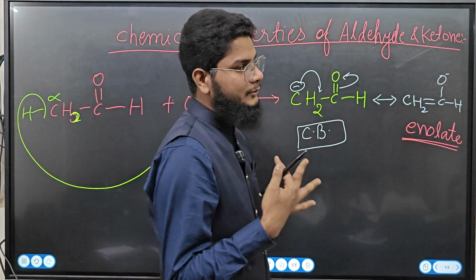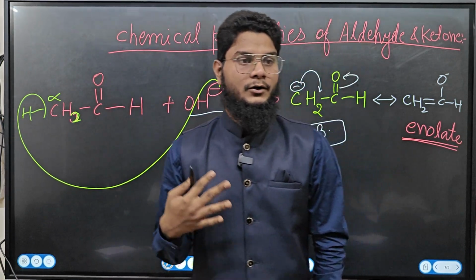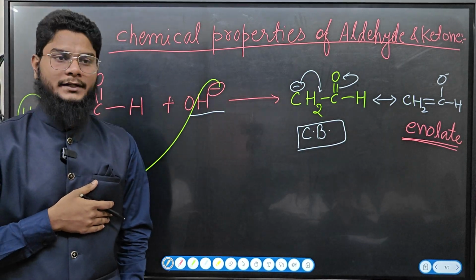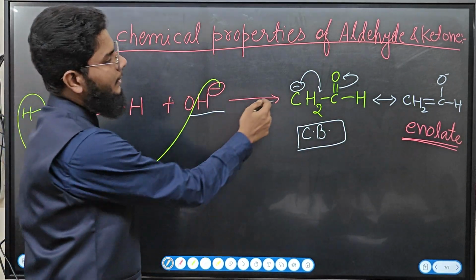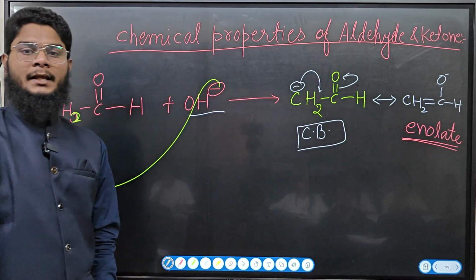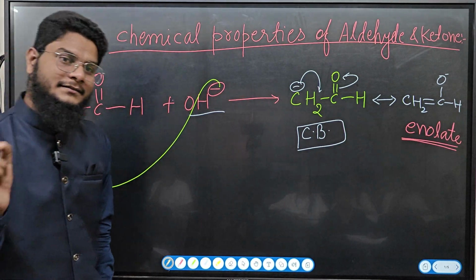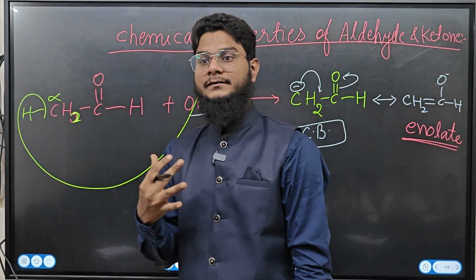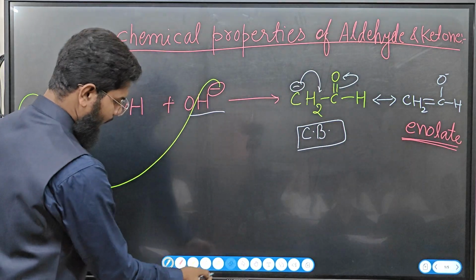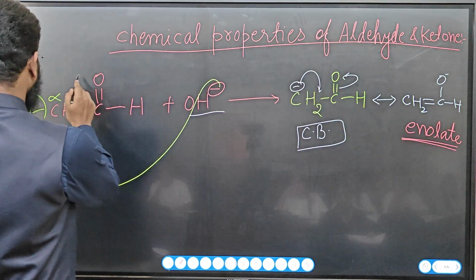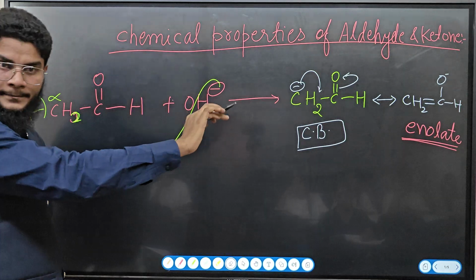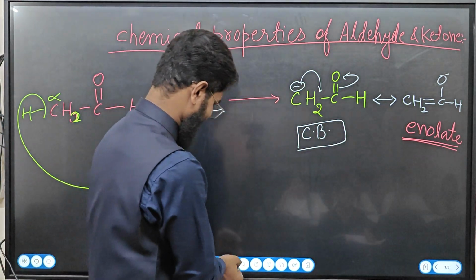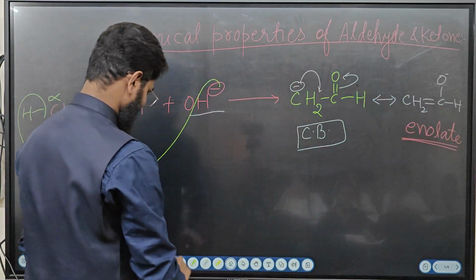So why are your alpha hydrogens acidic in nature? Because the conjugate base is stabilized by resonance. That's why these alpha hydrogens are considered acidic in nature. Because of this acidic nature, it gives aldol condensation. Now what's aldol condensation? Our main reaction was aldol condensation, right? Is it clear? Yes or no? Good. Come to the aldol reaction.